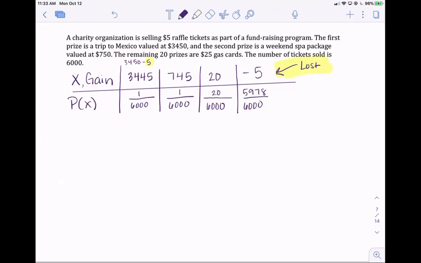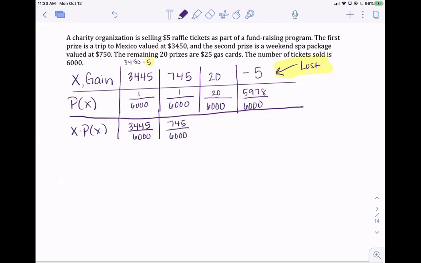Okay, so now we're going to find the product of those two rows. So x times p of x. Easiest thing, multiply your numerator. So our first one would be 3,445 over 6,000. So one time I'm going to say stick with a fraction, don't make it a decimal. Okay, then we have 745 over 6,000. What's 20 times 20? 400 over 6,000. And then lastly, take negative 5 times 5,978. Negative 29,890 over the 6,000.